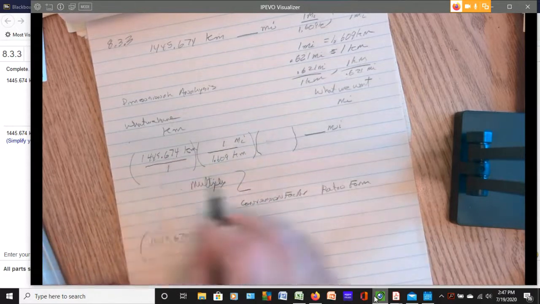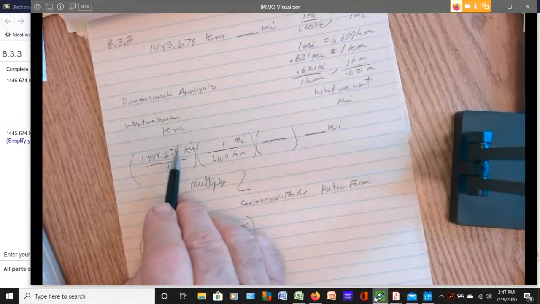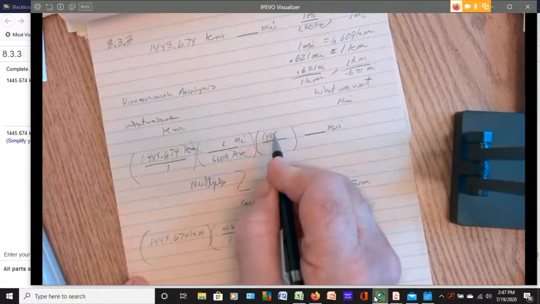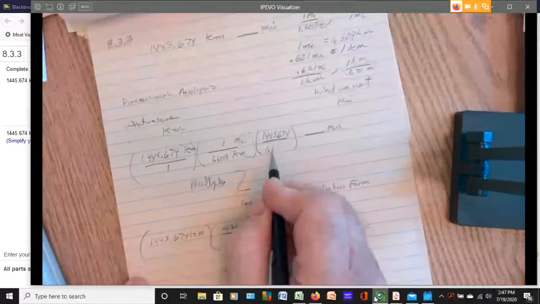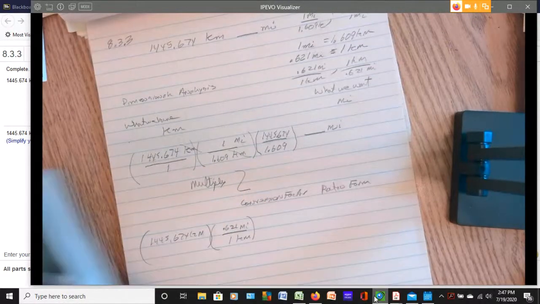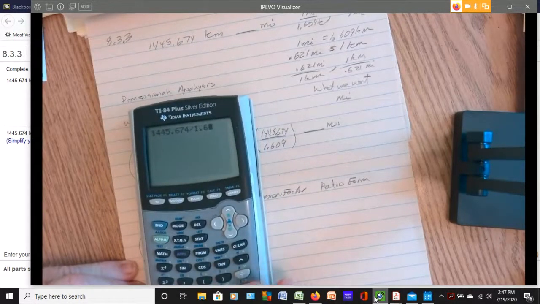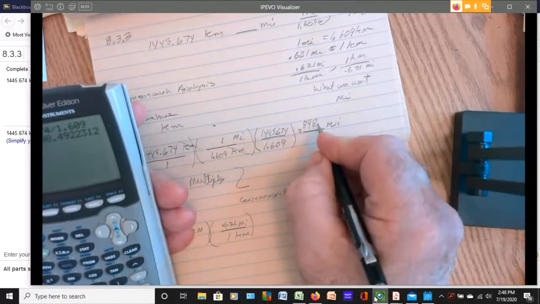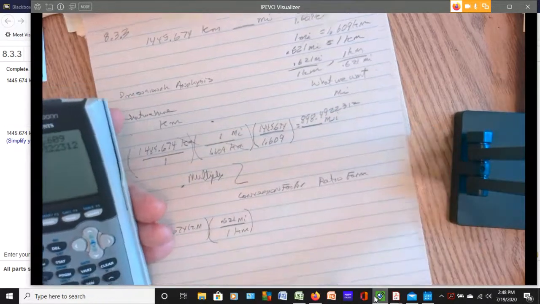When I multiply, I'm going to put this over 1. So the kilometers are going to cancel. This times 1 is going to be 1445.674 divided by 1.609. You see where I got the divided there? And I get an answer of 898.492312. I'm not sure how they get around to the answer, but we'll get to it.